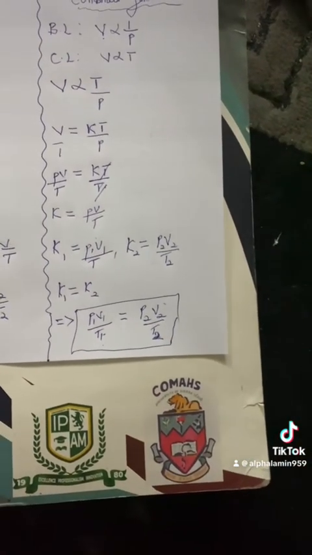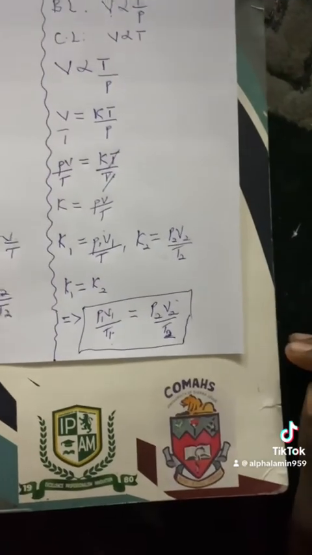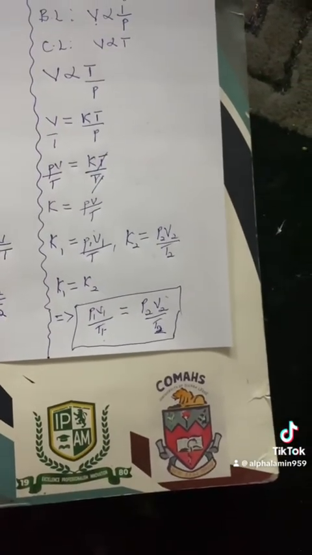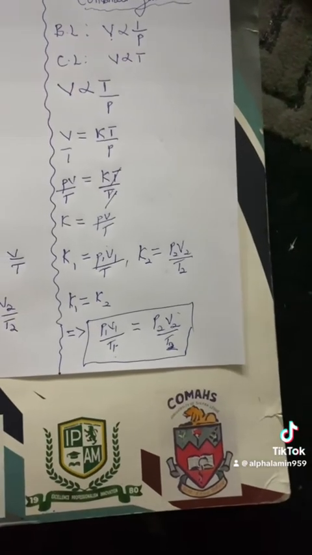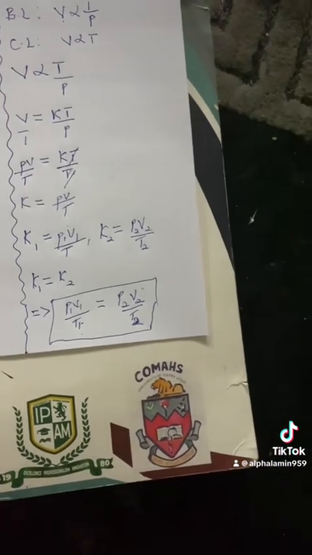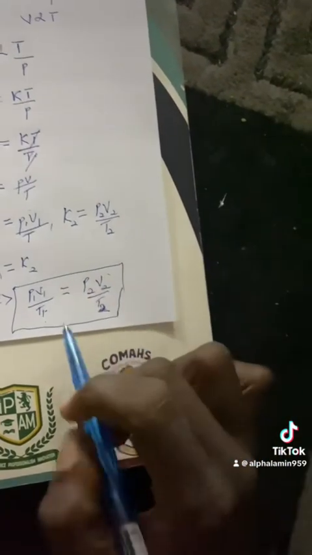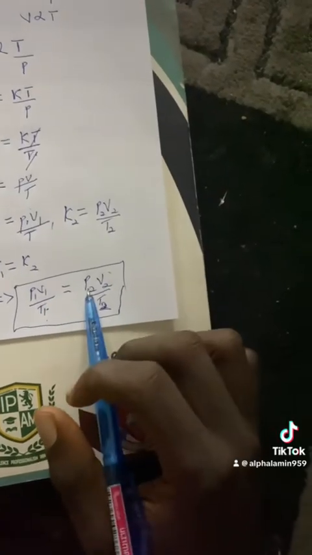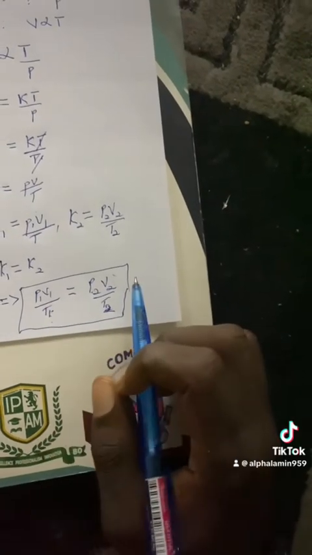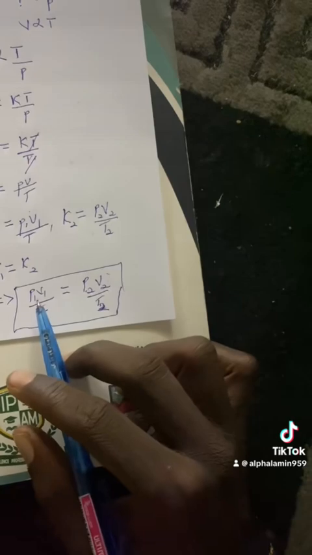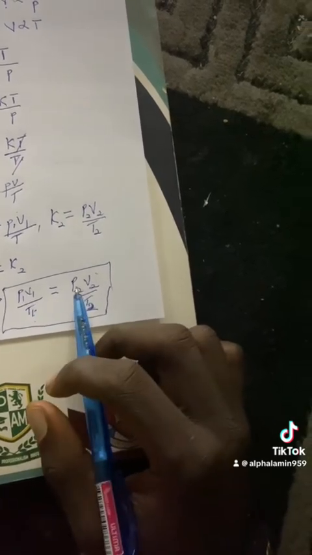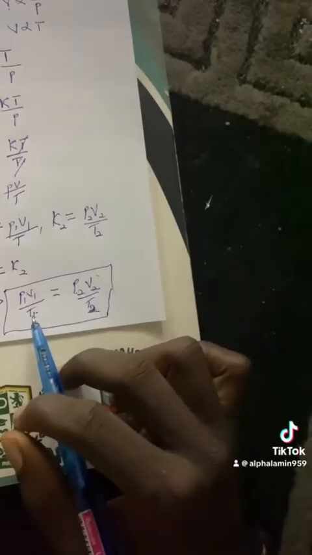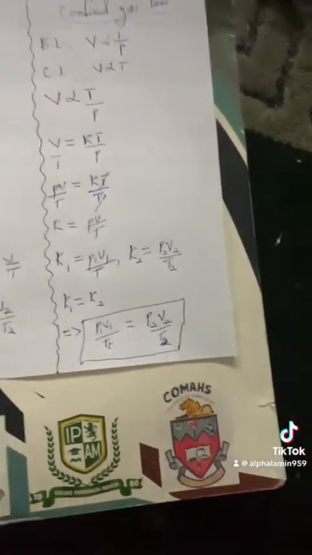And when you get that, the next thing that you need to do is to divide. When dividing, ensure that the parameter that you want to find stands alone. When you cross multiply, you're going to get P1 V1 T2 equals P2 V2 T1. So suppose you're asked to find P1, you divide by V1 T2. If you're asked to find P2, you divide by V2 T1, both on the left and the right hand side.